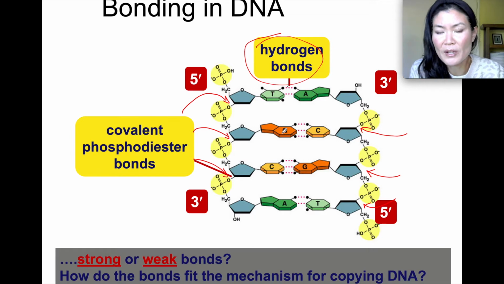Before Watson and Crick proposed their structure of DNA, some scientists thought that there were 3 nitrogenous bases that made up the rungs of this ladder, or this 3-dimensional structure of DNA. So their hypothesis was that there are actually 2 nitrogenous bases that make up the width of the ladder, the width of a DNA molecule.